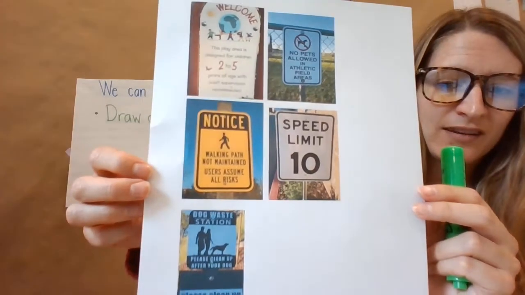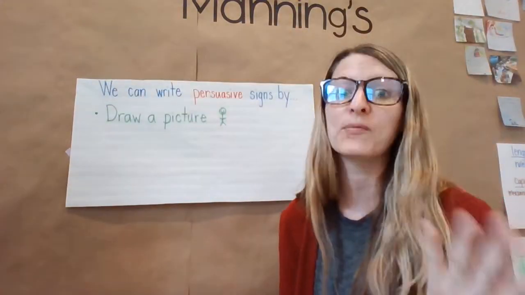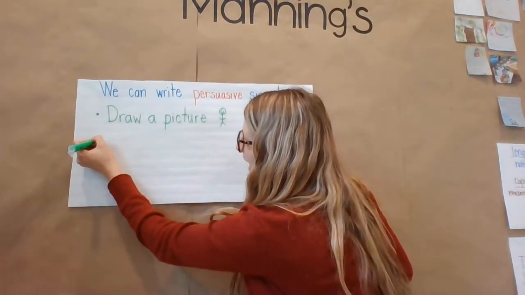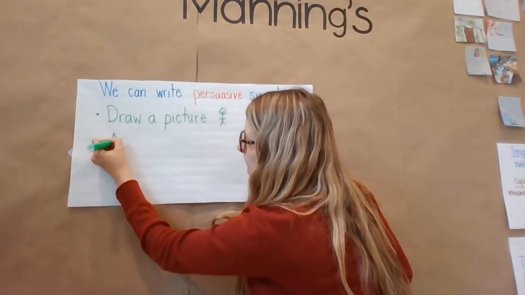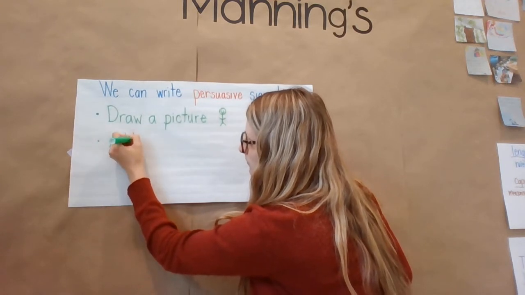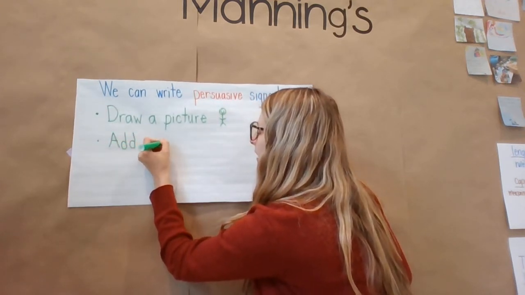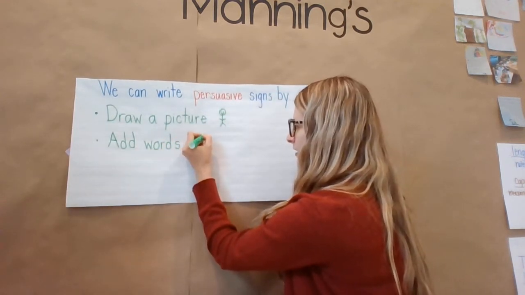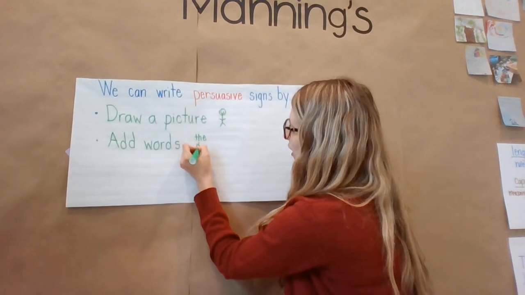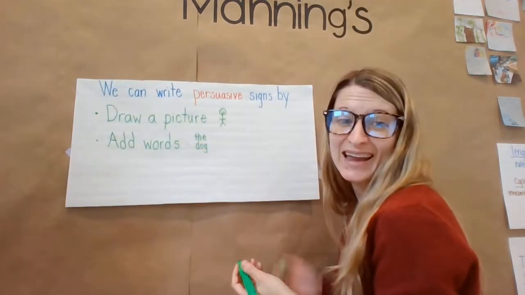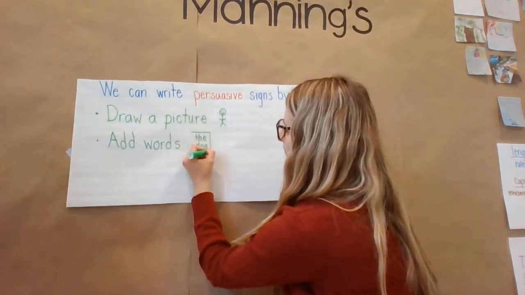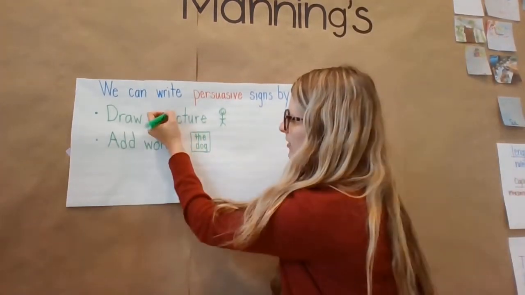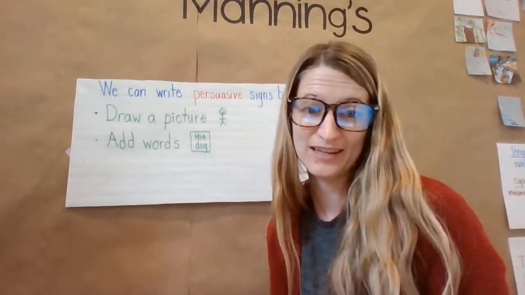What are you noticing? They all have words, right? The words are so powerful. So we also need to add words. Add words like the and maybe dog, depending upon what your sign is going to be about. Okay. So we have that we can draw a picture and we need to add words. What else did you notice?